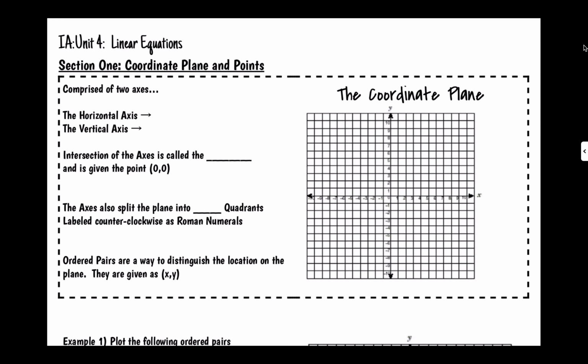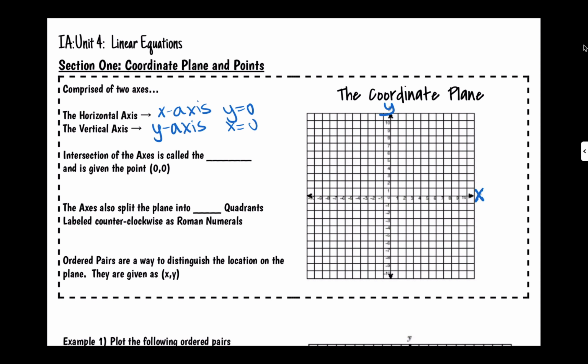Okay, this is Unit 4, our first section in linear equations. So we're starting off with Section 1, coordinate plane and points. So the coordinate plane is comprised of two axes. Our horizontal axis, which is our x-axis, or the line y equals 0, and our vertical axis, which is the y-axis, or the line x equals 0. So this is our y, and this is our x.